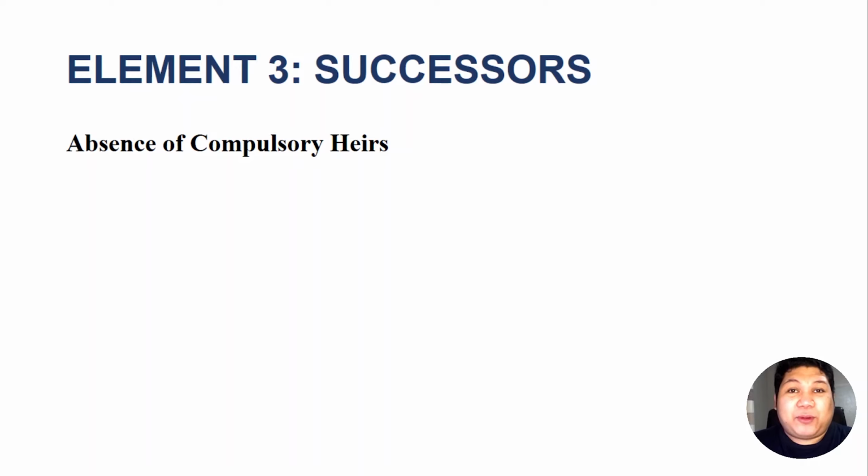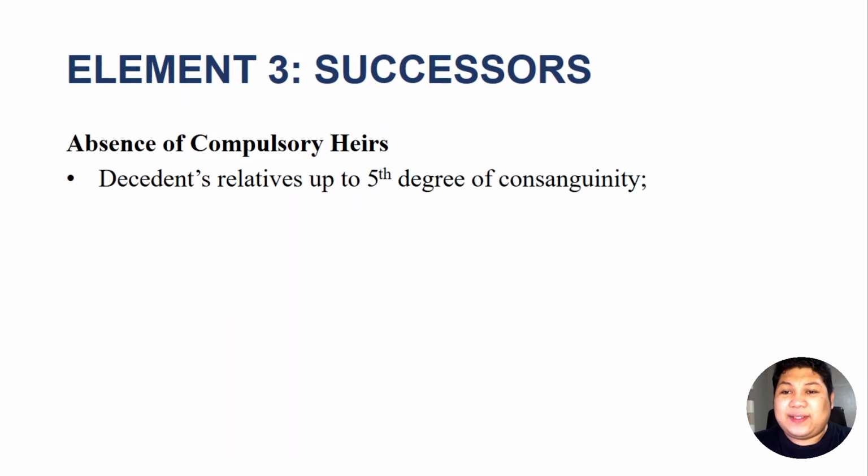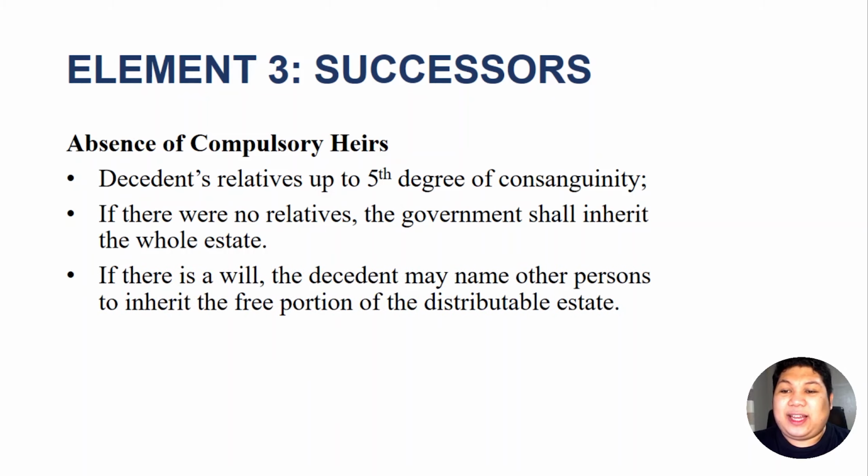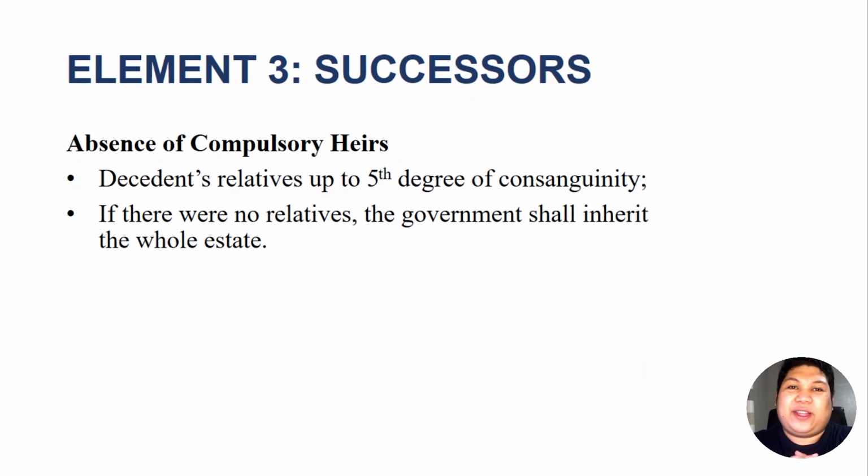In the absence of the primary and secondary compulsory heirs, the decedent's relatives up to the fifth degree of consanguinity shall inherit the estate. So in our other video, we'll discuss the degree of consanguinity. But to give you an idea of what a degree of consanguinity is, if there is no other relative within the fifth degree of consanguinity, then the government shall inherit the whole estate under escheat proceeding. So if there is no other relative within the fifth degree of consanguinity, then the government will inherit the entire estate. So that is actually sad if you don't have any relative.